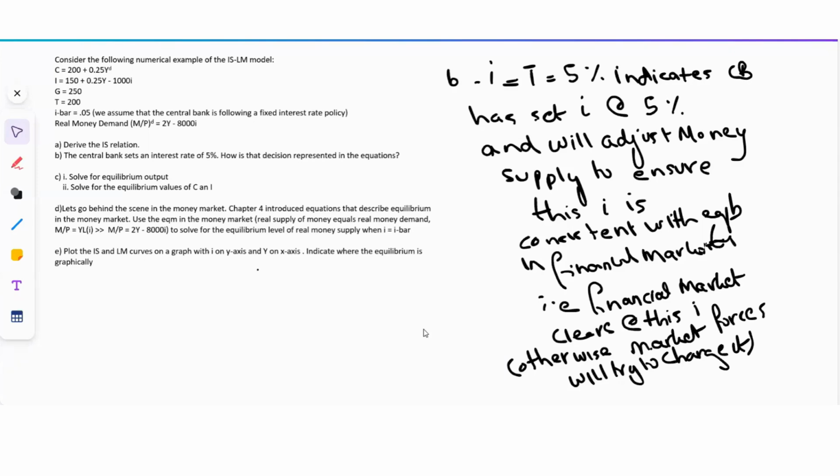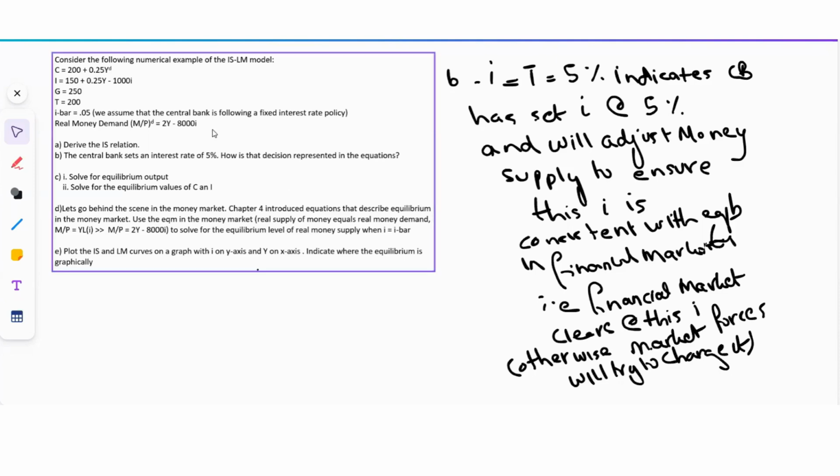We were looking at this question related to a numerical example of IS-LM, where the central bank chooses the interest rate and then keeps it constant at the chosen level, and this is done through adjustments in the money supply. We did the first part, we tried the IS relation, we did the second part, and then we solved for equilibrium output and equilibrium values of C and I. And then we found the equilibrium values of the money supply.